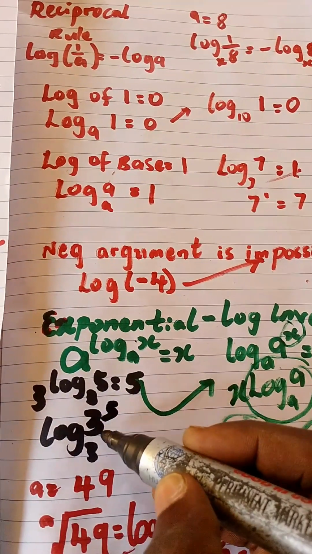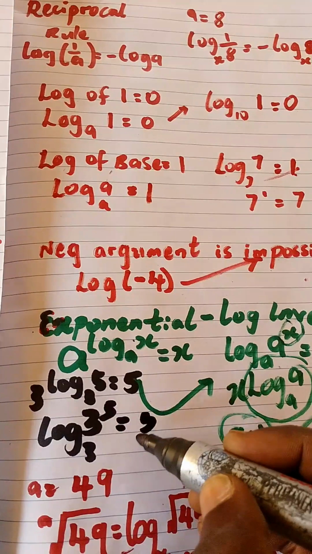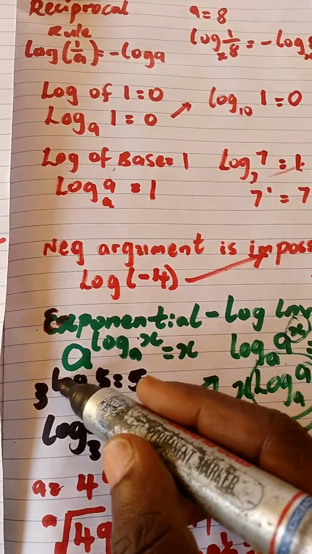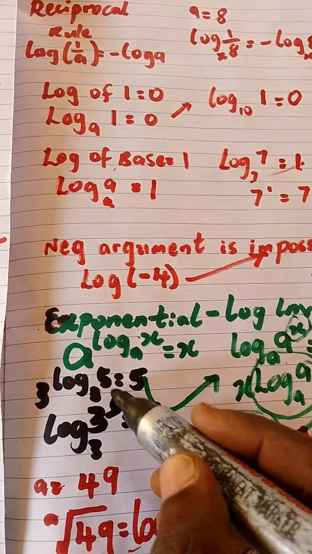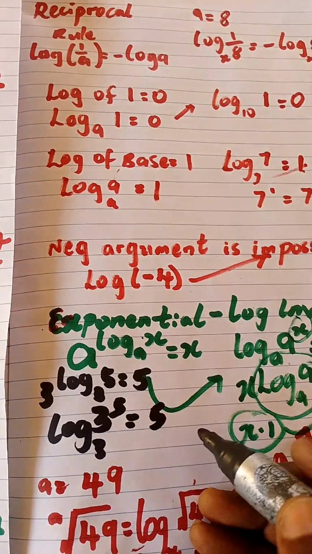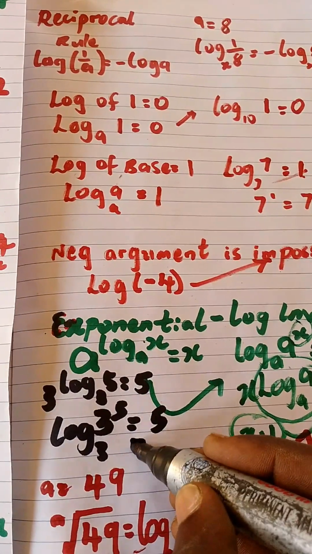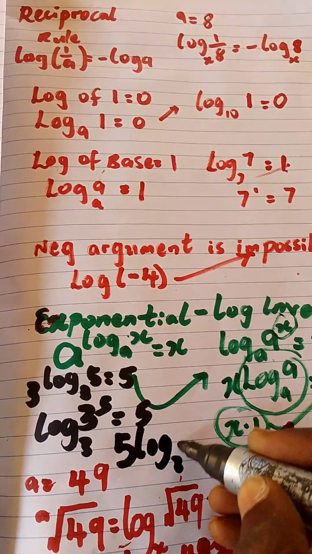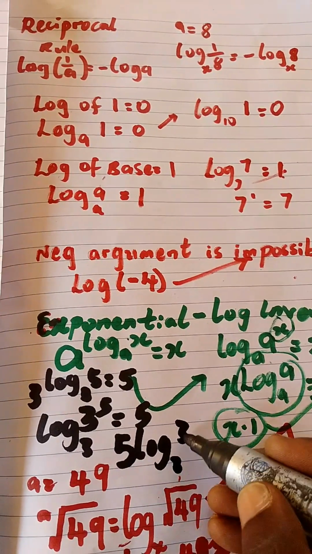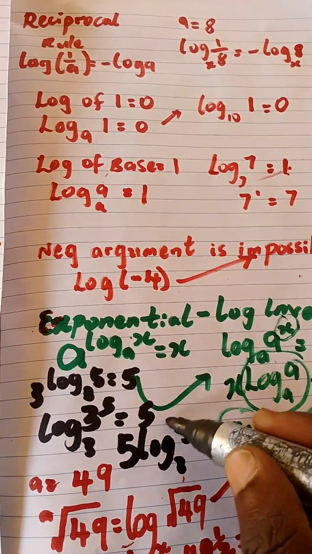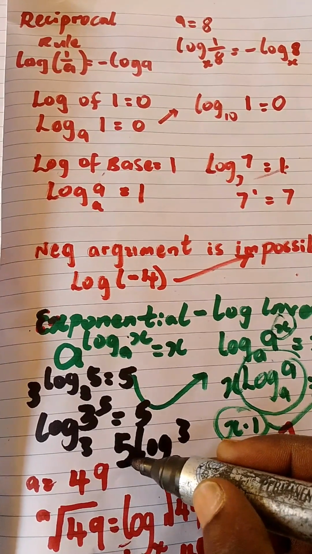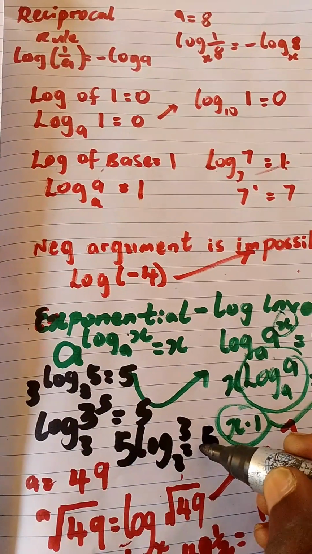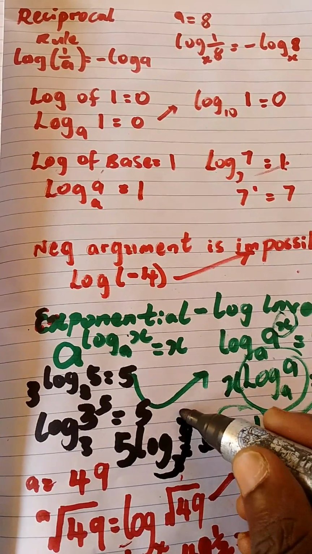Remember that 3 raised to the power 5 is the same thing as you drop the power. 5 log base 3 of 3. And then we know that logarithm of a base is 1. So therefore 5 times 1 is equal to 5. Why is this 1? Logarithm of base 3 of 3 gives you 1, and 5 times 1 is 5.